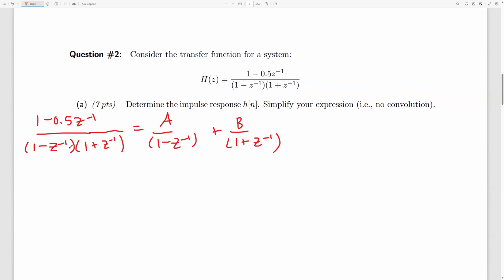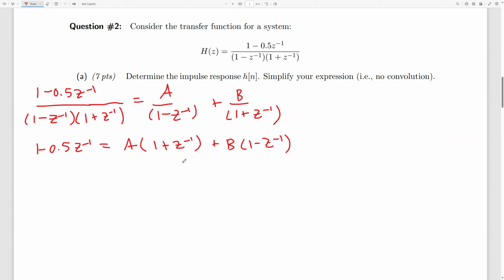Next, fix up the denominators, or multiply by the common part, and you'll get 1 - 0.5 z^-1 equals A times (1 + z^-1) plus B times (1 - z^-1). This is where you sort of have your option on how you want to do partial fraction decomposition. So if you do it differently, it's not really a big deal. You can even plug it into your calculator.